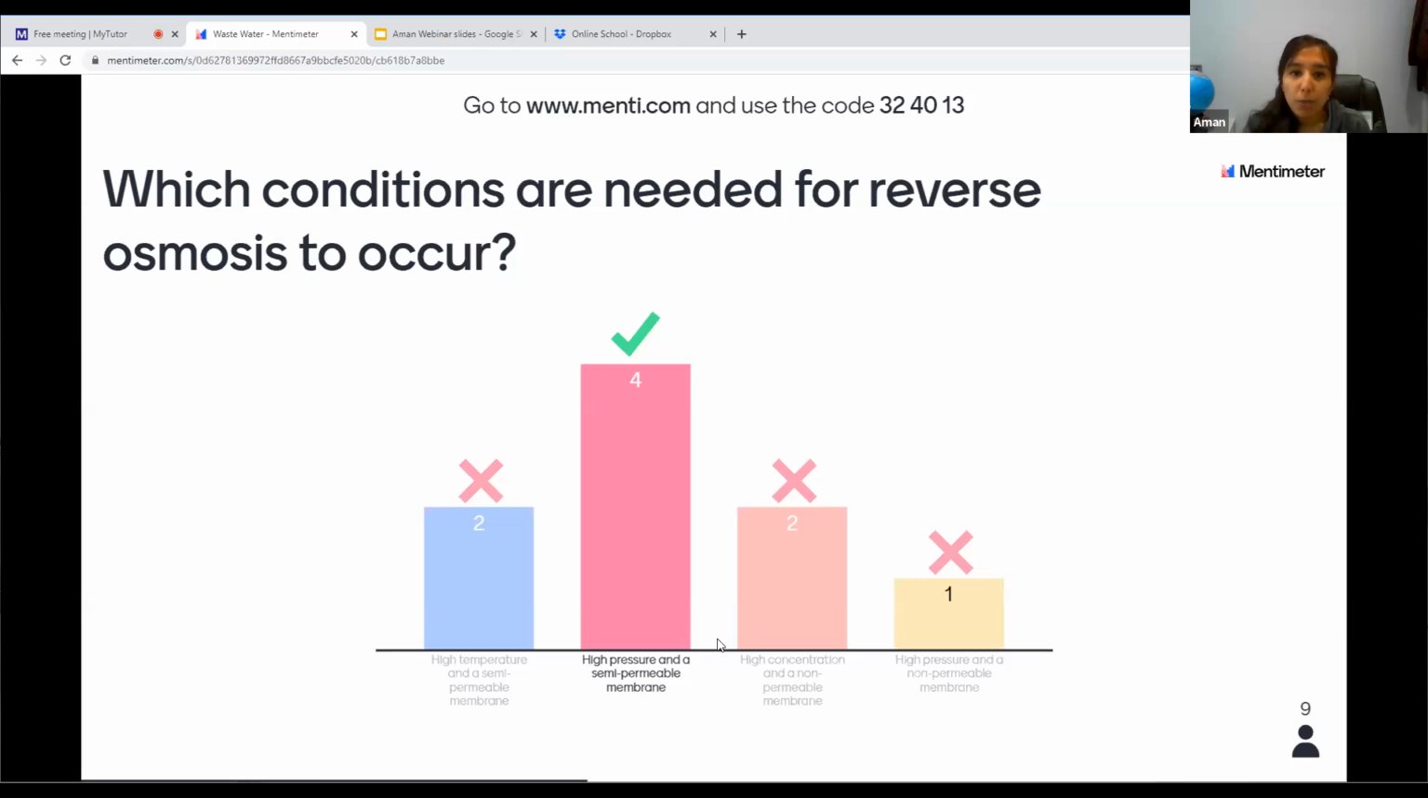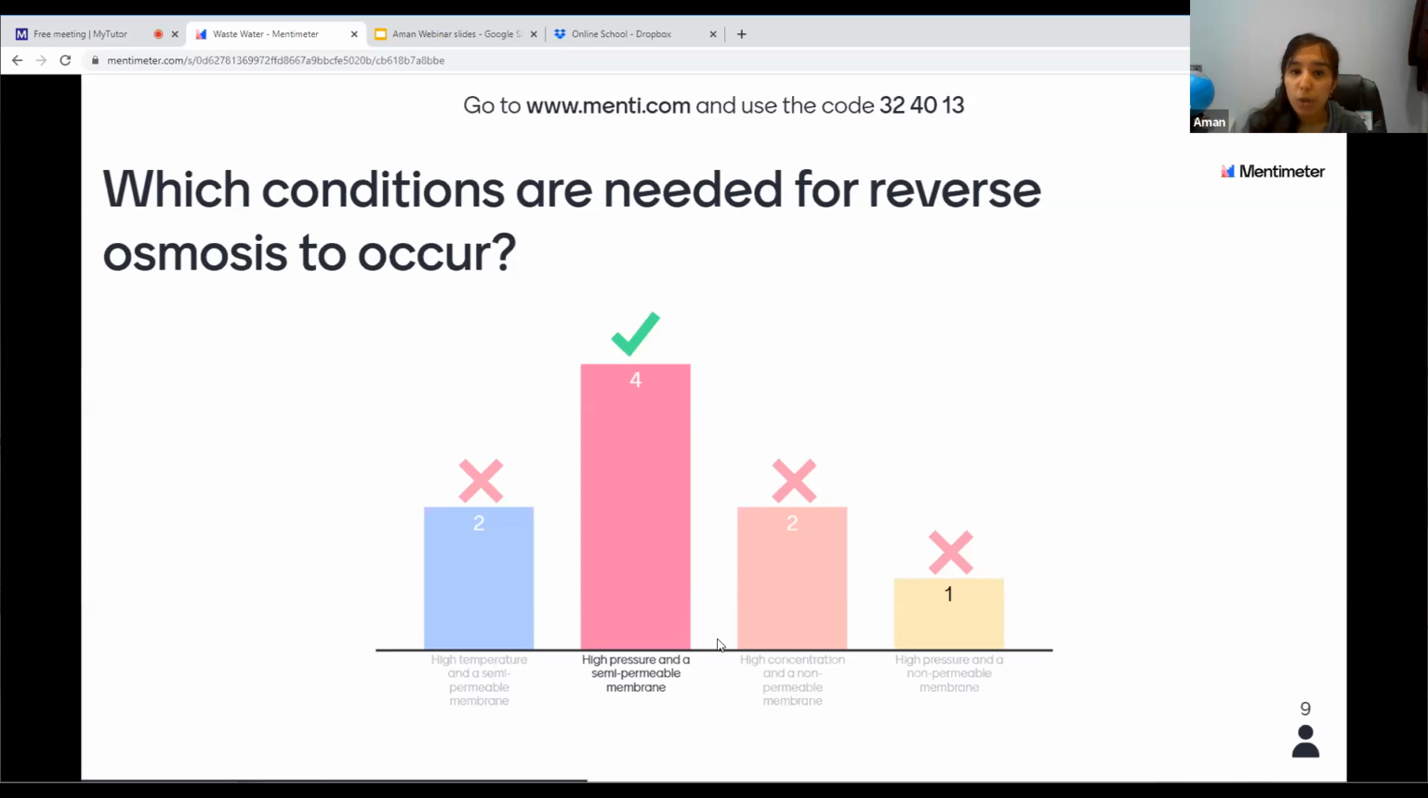But in reverse osmosis, if we think about drinking water and we think about seawater, we want the water from the seawater to go into the drinking water section. But the water from the seawater is really concentrated. So we can't do osmosis because what will happen is the drinking water that's purer, the water from that will go into the seawater because that's what normal osmosis is. Water goes from a low concentration to a high concentration.